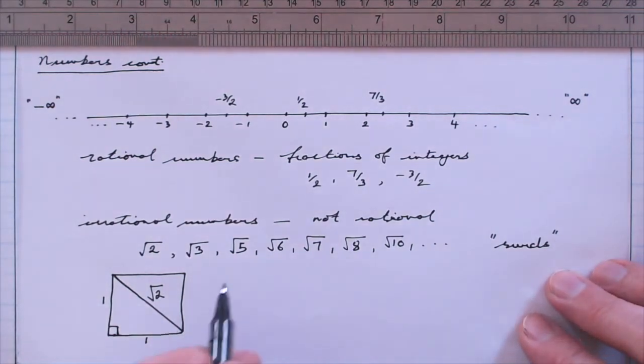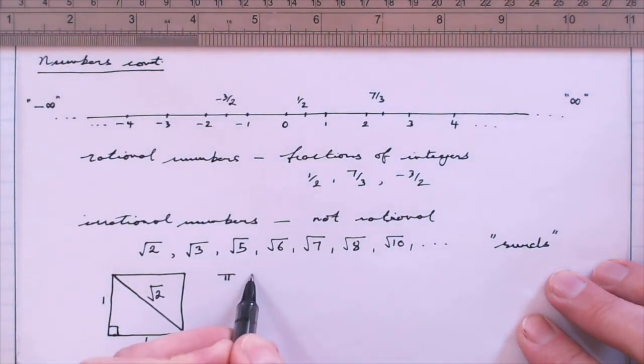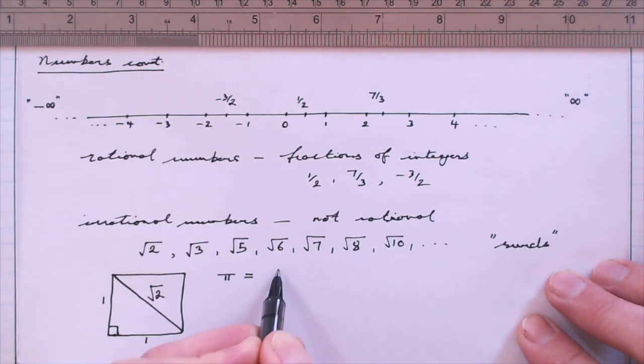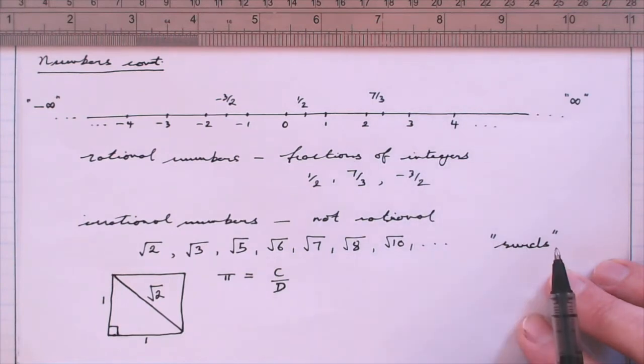A very famous number which is irrational is the number pi. Now pi is defined as a ratio of the circumference of a circle to the diameter. Now you might think, well, then it's rational because it's a fraction. But we have to be careful. Remember, we define rational numbers as fractions of integers.